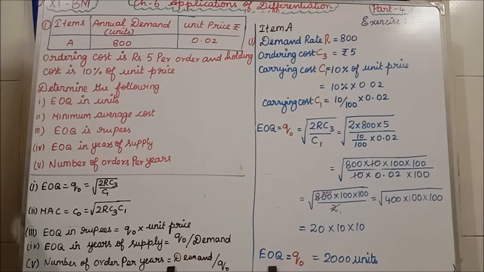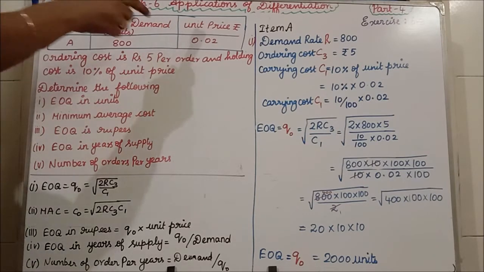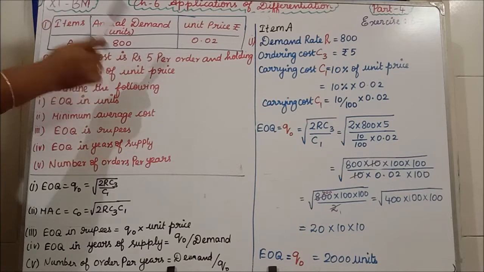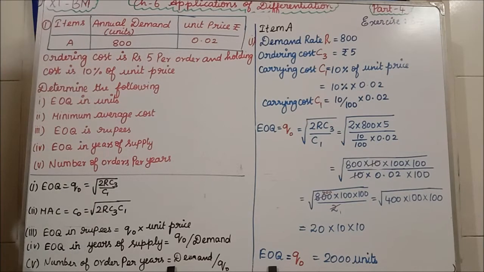So now see the question. Item A is given. Annual demand, demand we denote by capital R. So capital R is 800. Unit price is given as 0.02. Unit price we will keep as unit price itself. Now you see the question. Ordering cost is rupees 5. Ordering cost we denote by C3. So in the question C3 is 5.